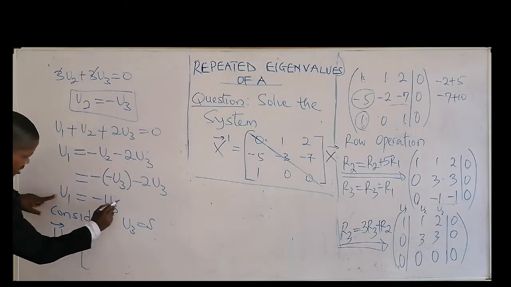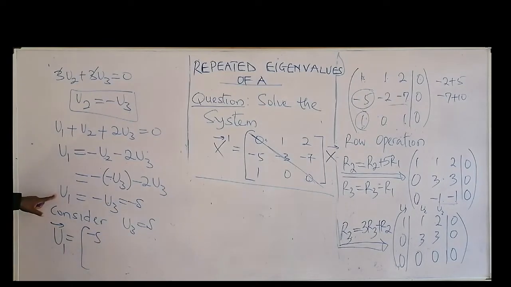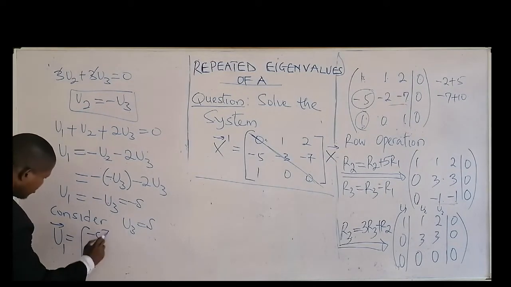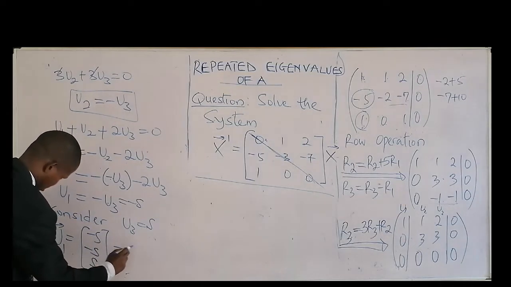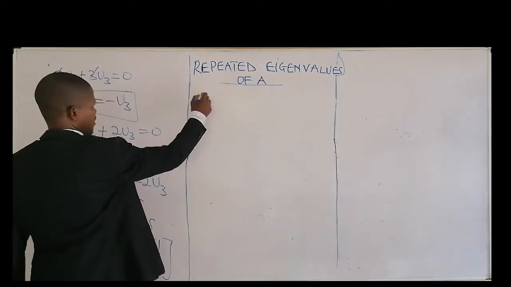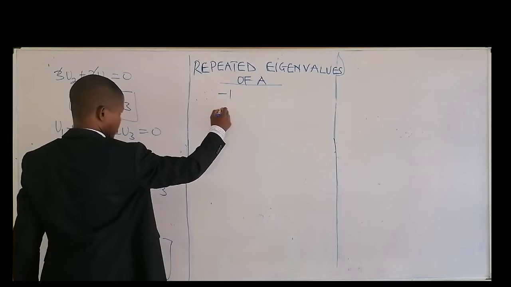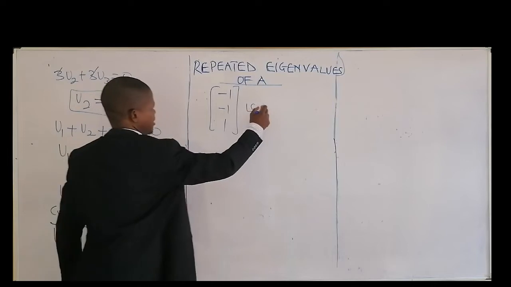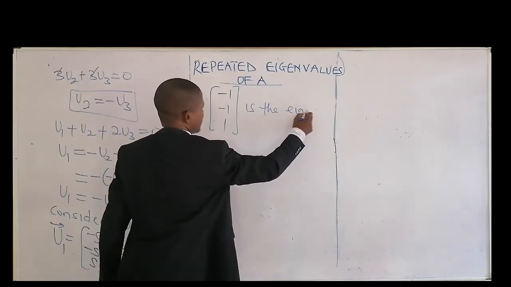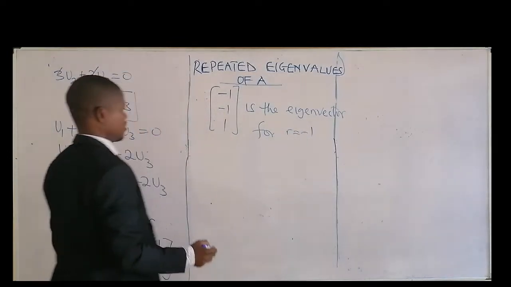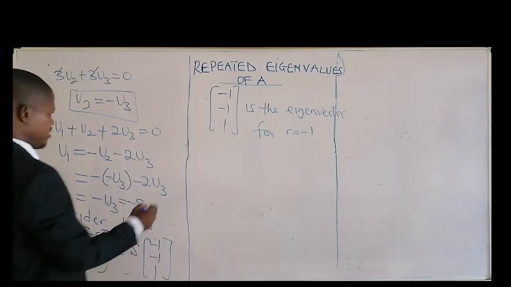That will be minus, this will equal minus x. u2 is also minus x. And u3 is x. Okay, so that's what we have. Then you can factorize this and have minus 1, 1. Therefore, minus 1, 1 as a vector is the eigenvector for r equal to minus 1.